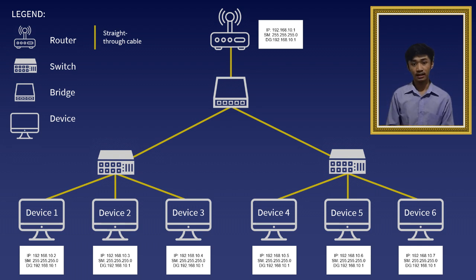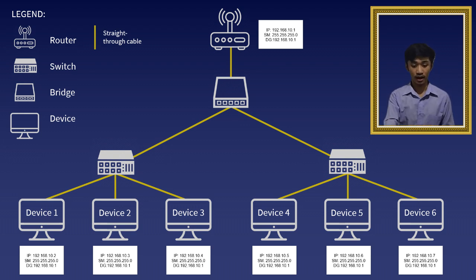And lastly, the cable. We use straight-through cable because all of these network devices are not the same type. We can only use crossover cable if we want to create a peer-to-peer network, meaning if we want to create device 1 to device 2. And in our network, that is not the case. That is why we use straight-through cable.